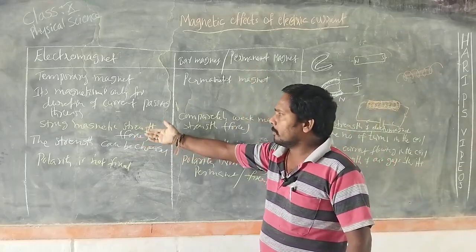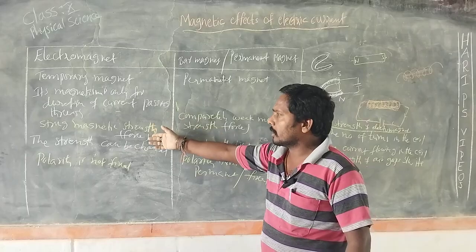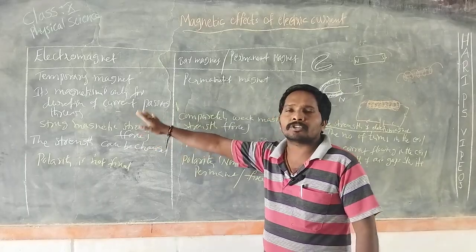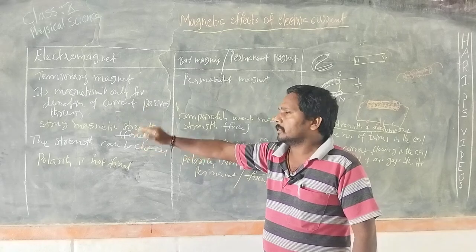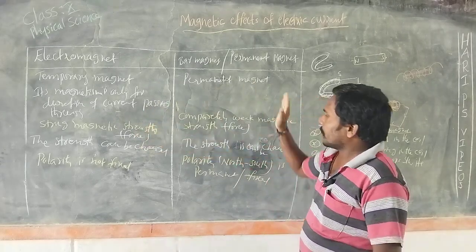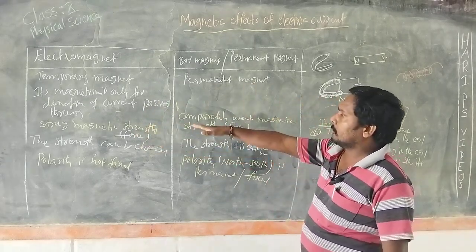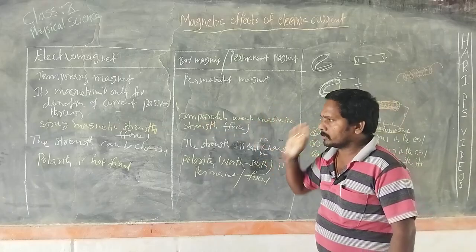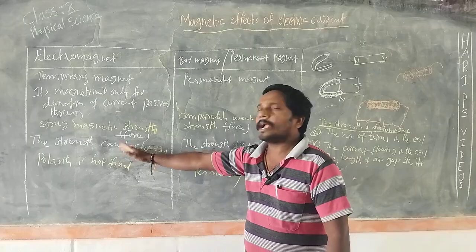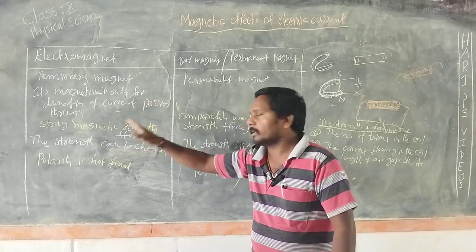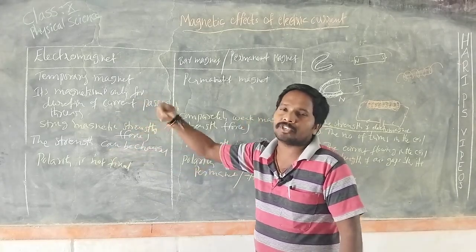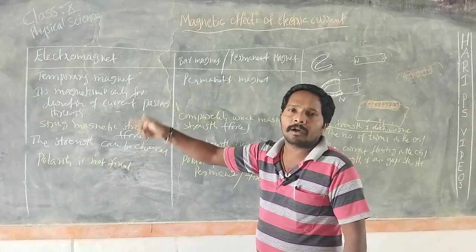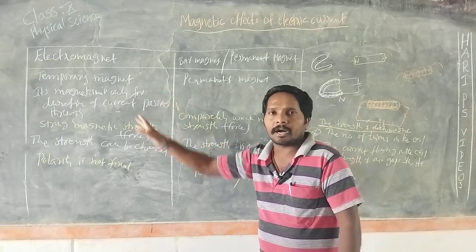Then the strength of the magnetic field or magnetic force is strong in an electromagnet, when compared with the weak magnetic strength of a bar magnet. The strength of a bar magnet cannot be changed. The strength of an electromagnet can be changed by changing the number of turns in the coil and the current flowing in the coil.